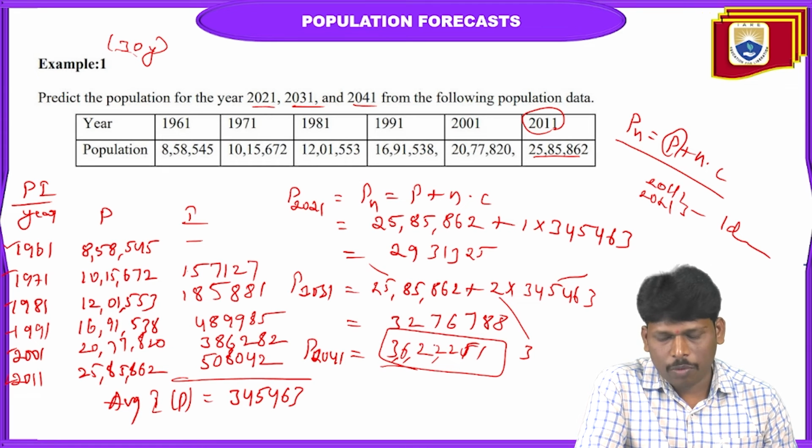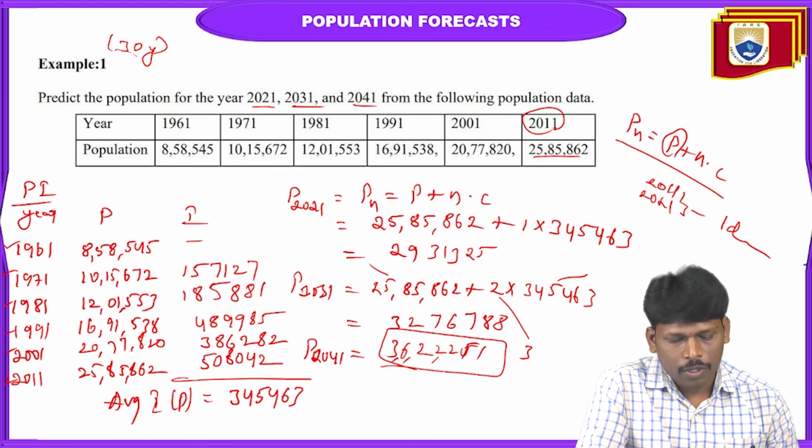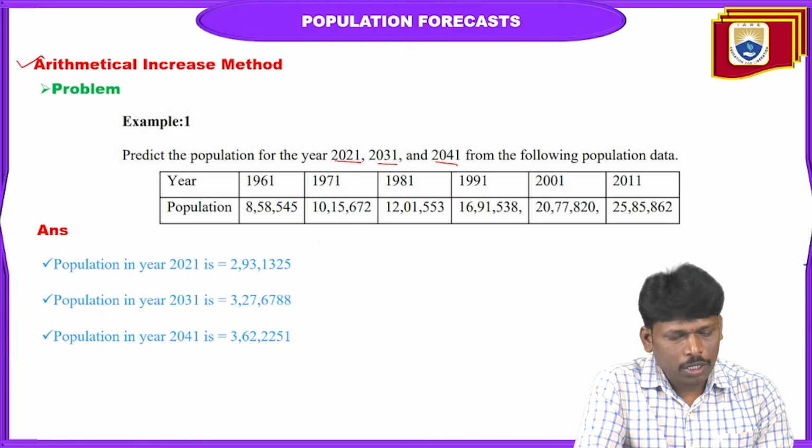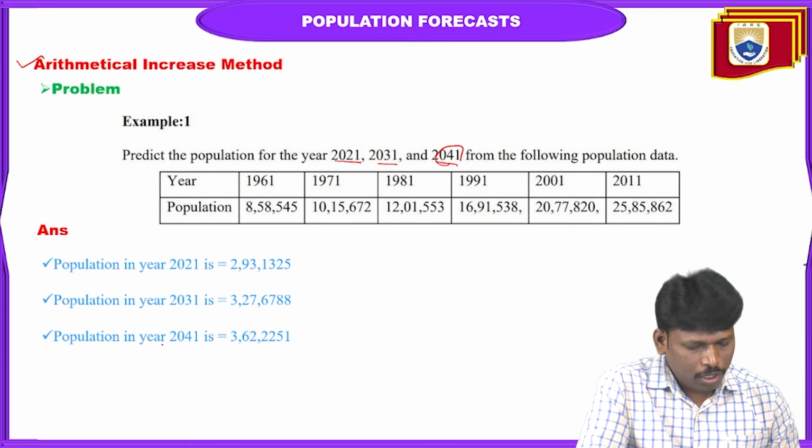In this way we are supposed to calculate the population forecast according to this arithmetical increase method. So the population at 2041 is this one.